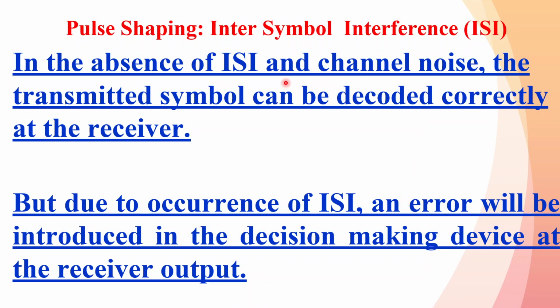In the absence of ISI, that is, if the channel has unlimited bandwidth, the transmitted symbol can be decoded correctly at the receiver, but due to the occurrence of ISI, an error will be introduced in the decision making device at the receiver output. So we need to take care of this ISI. If ISI is left over, the decision making device may make a faulty decision.